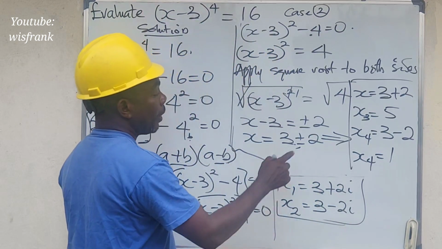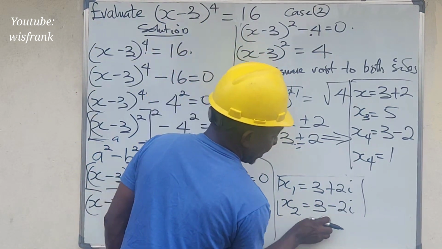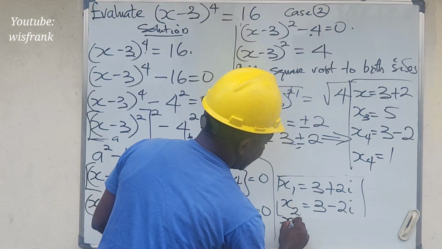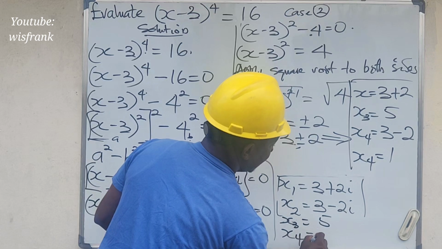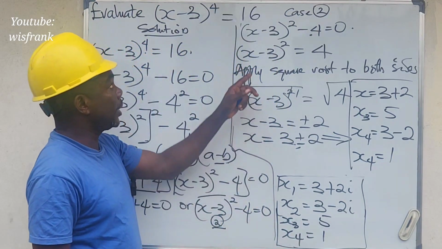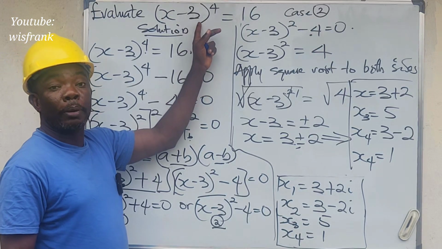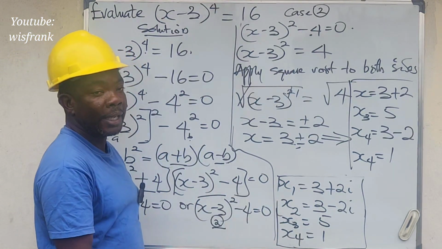So we have the value of x3 and x4. We are going to write it here that we have a value of x3 as 5 and a value of x4 as 1. So these are the 4 solutions of x that we said, since the power of the parenthesis is 4. So we have 4 solutions. These are the 4 solutions of x that we have.